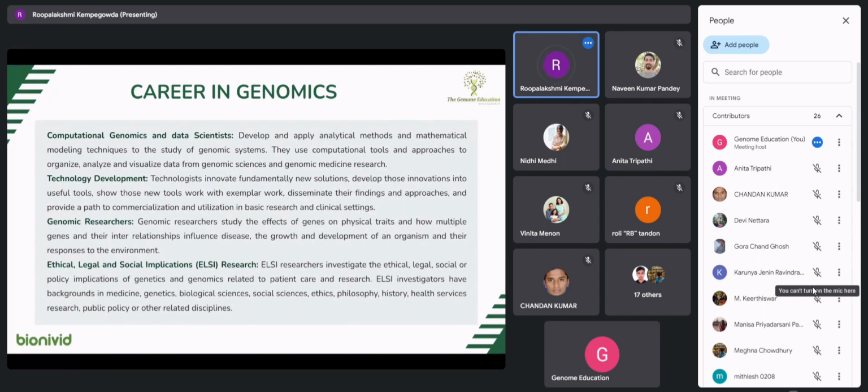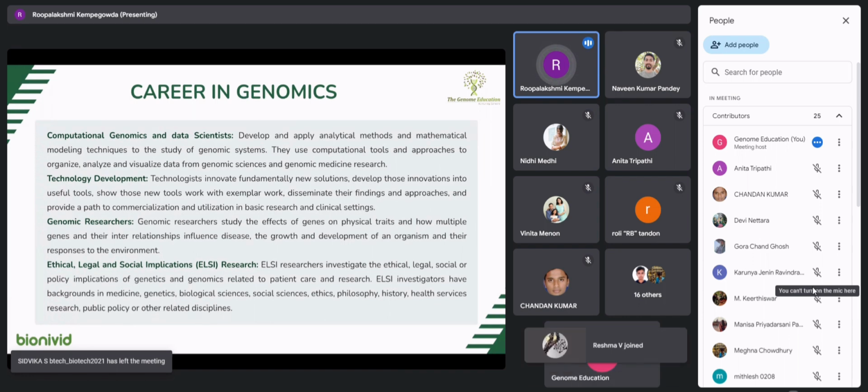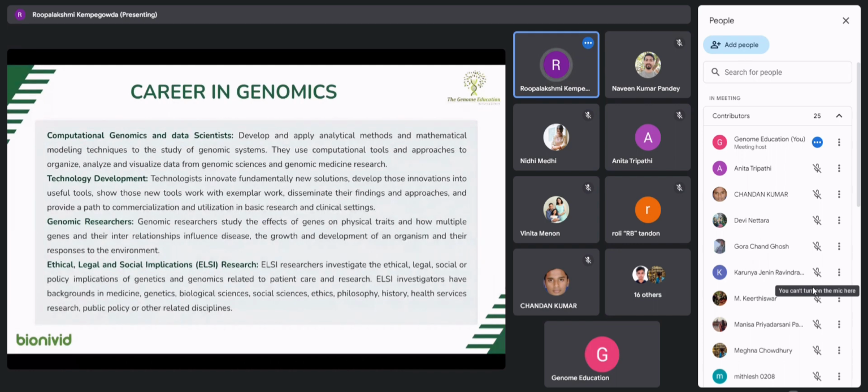So many other applications and career opportunities are there. For example, computational genomics and data scientist. When I want to be in bioinformatics, if I get an opportunity to go as a computational genomics and data scientist, mathematical statistics is also very important in designing an experiment. I'll develop the pipelines, validate the pipelines, and then whatever data comes, I do the analysis and give a biological interpretation for that.